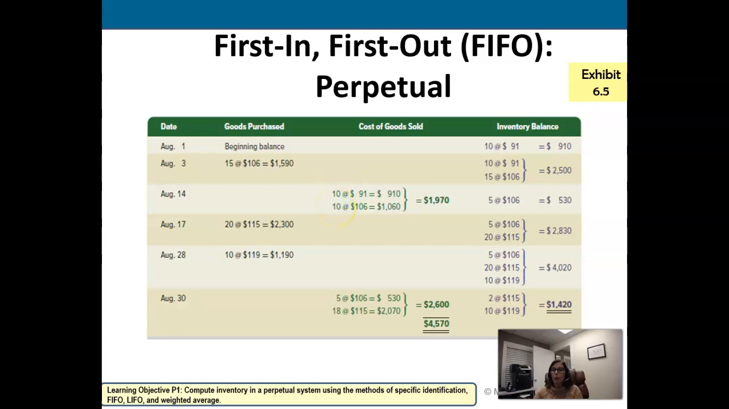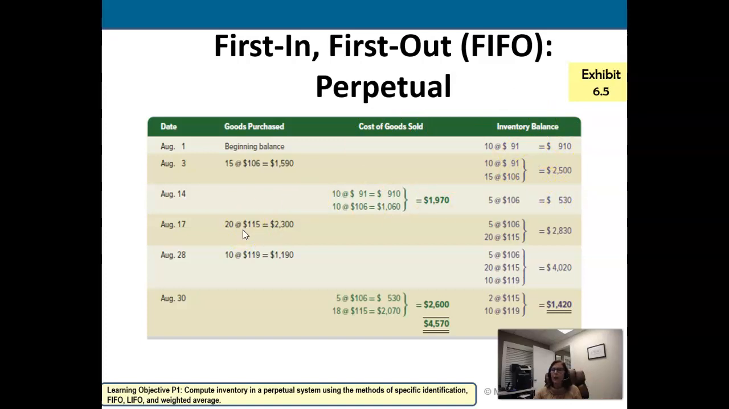Because we're operating under the FIFO method, we're going to assume that we sold first out of that beginning inventory and wiped out the 10 that were in the beginning inventory. We then moved to the purchases on August 3rd for the other 10 that we sold, and that gives us a cost of goods sold of $1,970. We have 5 left on hand, and we will assume, again, because we determined that we've sold everything in the beginning inventory, what's left is from the August 3rd purchase, leaving us with an ending inventory of $530.